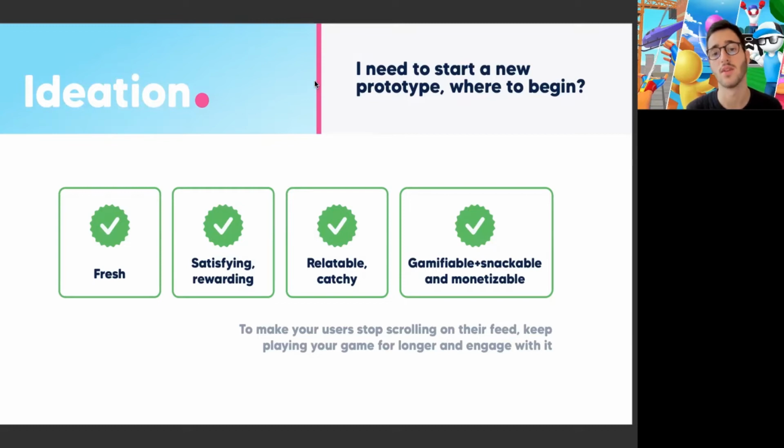And finally, this is still an important point. The game needs to be gamifiable and snackable. By this, I mean that you should be able to make short, fast levels that are fun to play, and monetizable as well, which is quite an important point that we'll be discussing later. A game that has more chances to trigger, especially rewarded videos, in its gameplay is more likely to succeed.